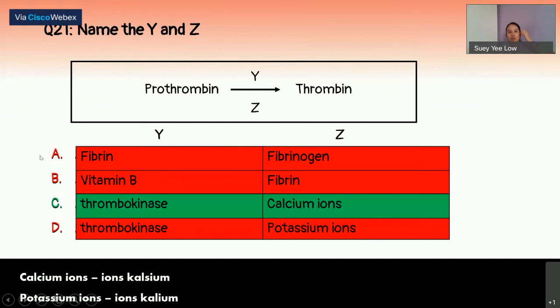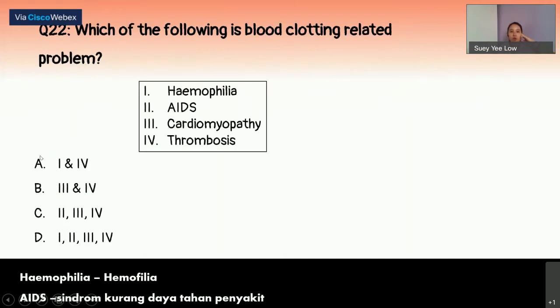Okay, so next, question 22. Which of the following is a blood clotting related problem? Remember? So here it says hemophilia, AIDS, cardiomyopathy, and thrombosis. Although they are all diseases, right? But you have to be careful.